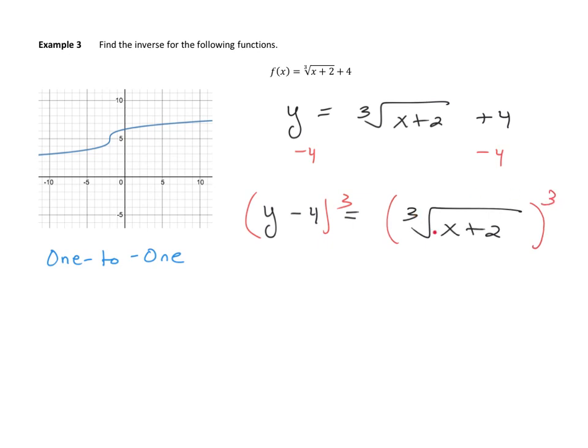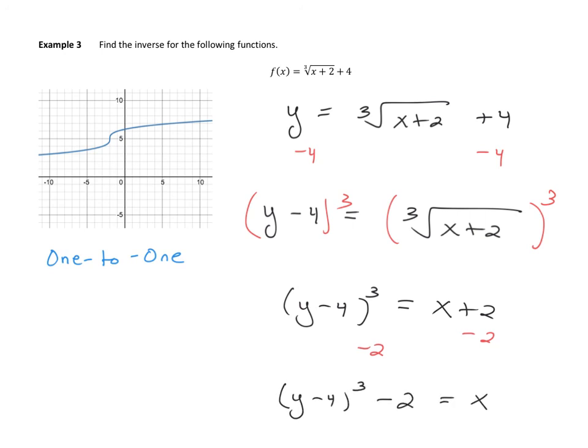If you cube a cube root, it cancels to give you just x plus 2. On the left, you have (y minus 4) cubed. Now, you could cube this out, but I think it's just easier to leave it as this because we can easily solve for x. I'm going to subtract 2 from both sides of my equation. And what I'm left with is (y minus 4) cubed minus 2 is equal to x.